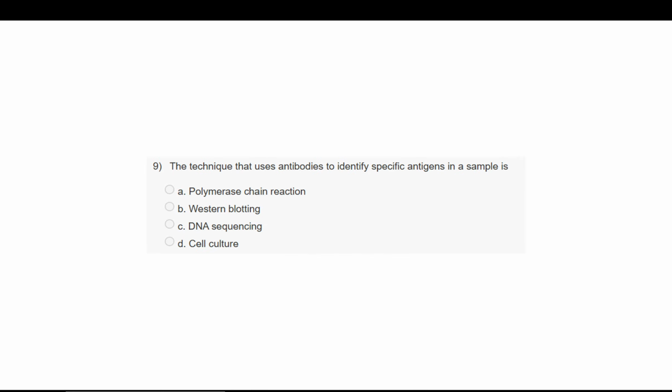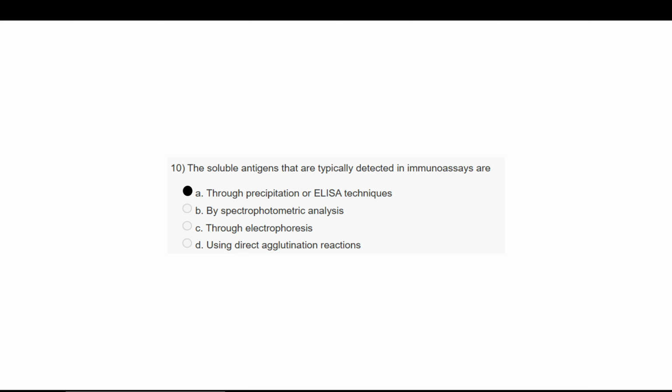Usually that's done by precipitation or ELISA techniques. If they're getting precipitated or if they're adsorbed onto some molecule that can undergo direct agglutination, then we can perform agglutination reactions. Otherwise, you do precipitation, ELISA, Western blot, something of that sort.